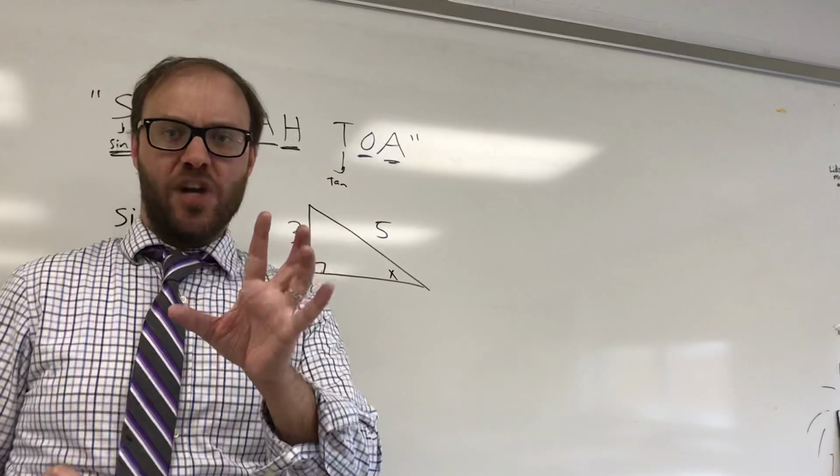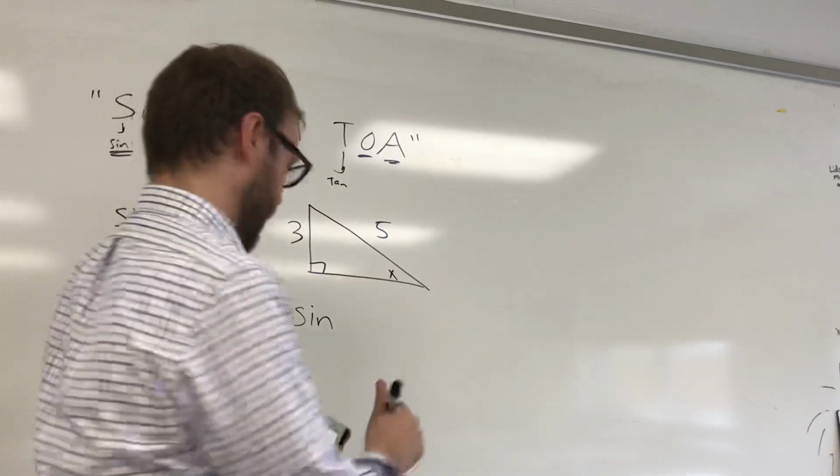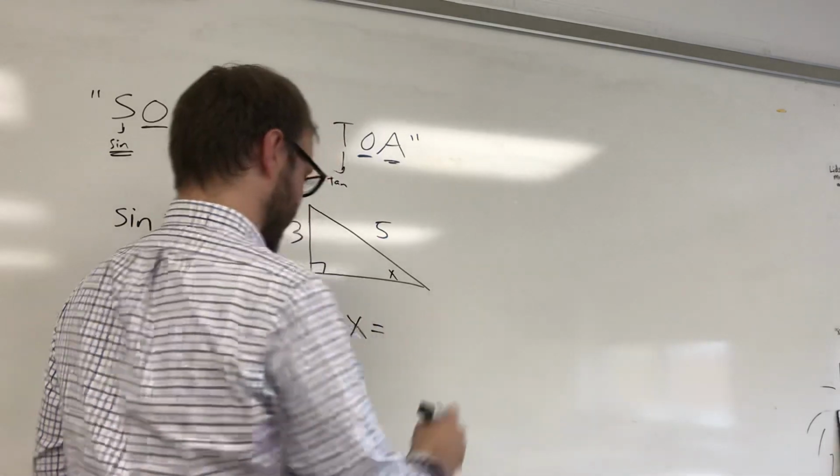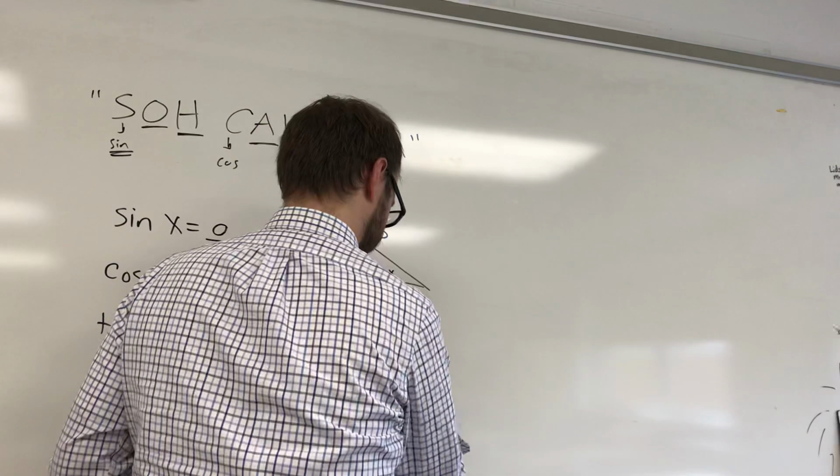But notice something. You normally take the sine, cosine, or tangent of an angle. We don't know the angle measure. We just know that it's an x, okay? And sine is opposite over hypotenuse. We get 3 over 5, okay?